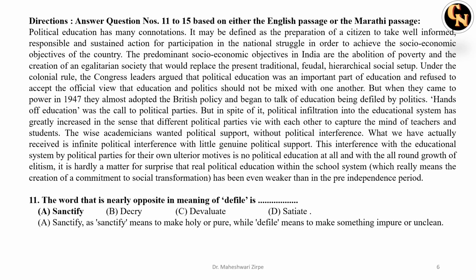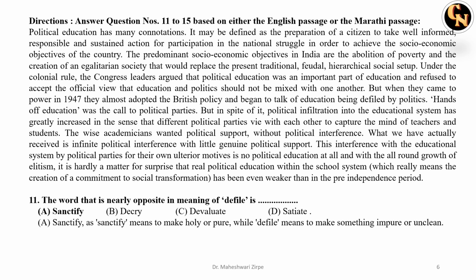Okay, students, there is a paragraph given, and based on this paragraph, you have to answer the questions, that is question number 11 to 15. So you can read this paragraph for a second. Go through this paragraph very carefully, read it out, and then you can try to solve the questions from 11 to 15. So let us read question number 11. The word that is nearly opposite in meaning of defile is dash.